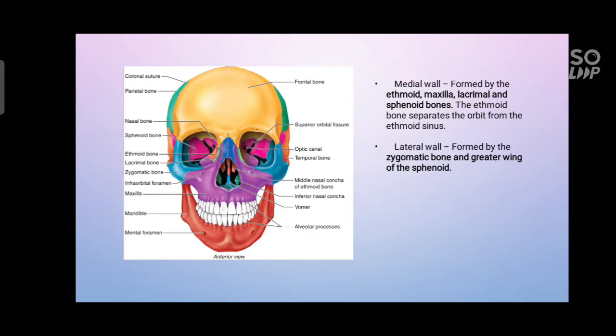So pag sinabi nating medial wall, it is formed by the ethmoid, the lacrimal, and the sphenoid bones. So, the ethmoid bone separates the orbit from the ethmoid sinus. Pag sinabi namang lateral wall, it is formed by the zygomatic bone and the greater wing of the sphenoid, which is here.